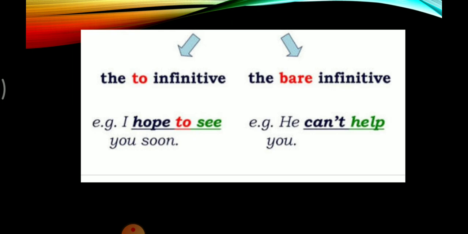Okay? See the difference here? The to infinitive: I hope to see you soon. Okay? And in the bare infinitive: he can't help you. See, can't is the modal here and help is the verb. Okay? So this is how you will identify the bare infinitive. To infinitive is easy to identify, and bare infinitive can be identified if you know the auxiliary verbs or the modals.